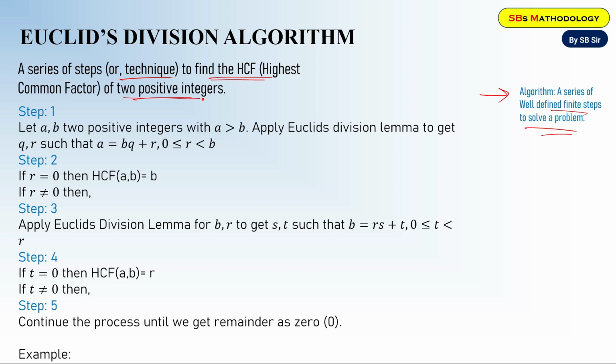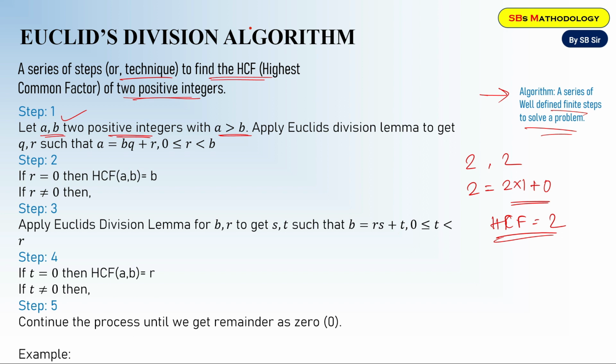Now what are the steps of the algorithm Euclid gives? Euclid says, step 1, let a and b be two positive integers, and definitely one number will be greater than the other number. If they are not greater than each other, we can easily find the HCF. Suppose you are given two numbers, both of them are 2, so we can easily write 2 as 2 into 1 plus 0. In that case our HCF will be 2. So if this is the case, this is a simple process.